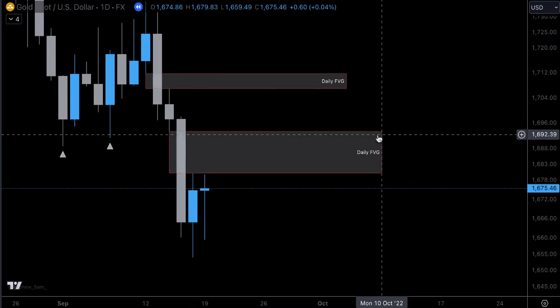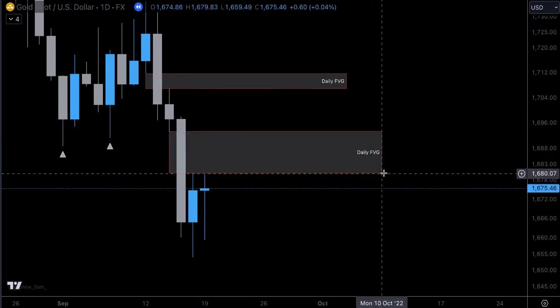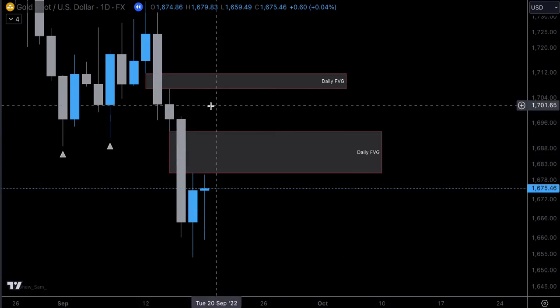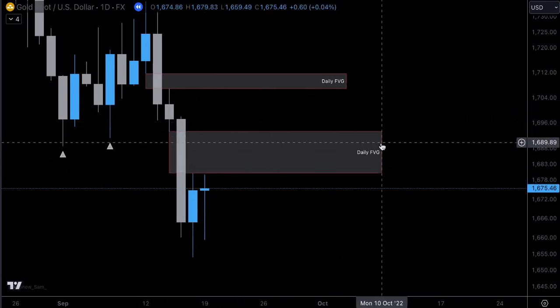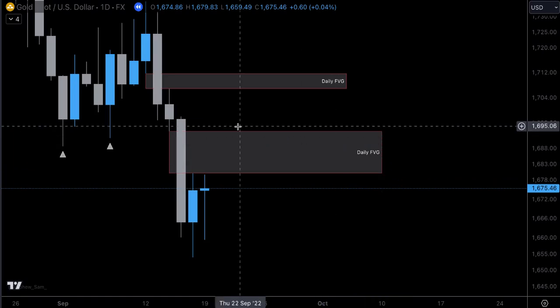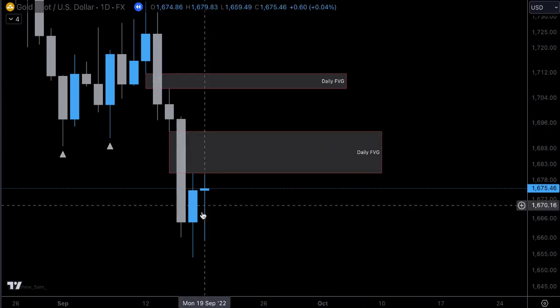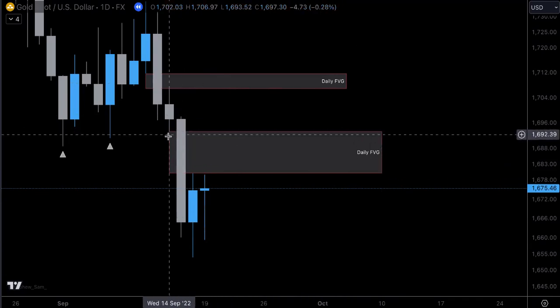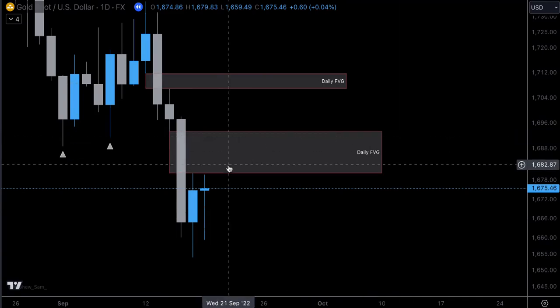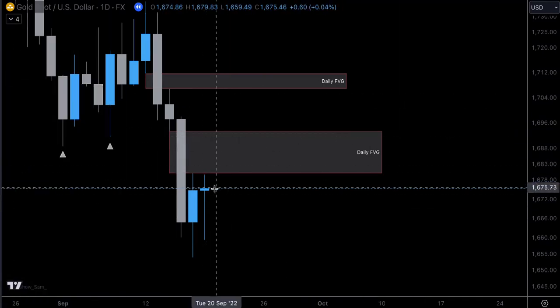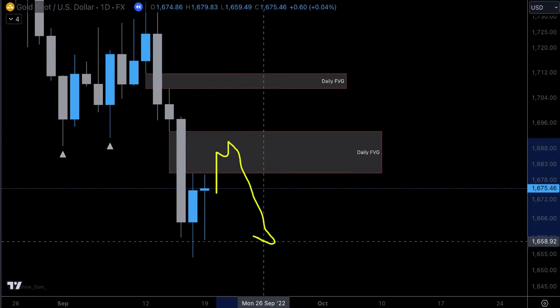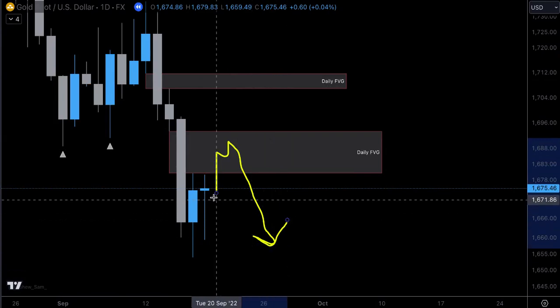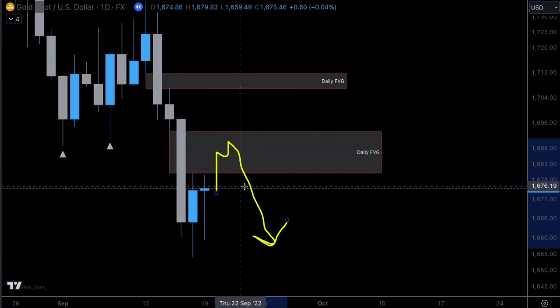Let's pop over to the daily, and you can see we have printed this daily fair value gap indicating extremely bearish price action to the downside. This daily fair value gap indicates to us as traders that momentum is really heading to the downside. Therefore sellers are in control of this market. So this basically gives us our higher time frame bias. Therefore, we are only looking for shorts out of this area. We can only look for shorts from this bearish daily fair value gap.